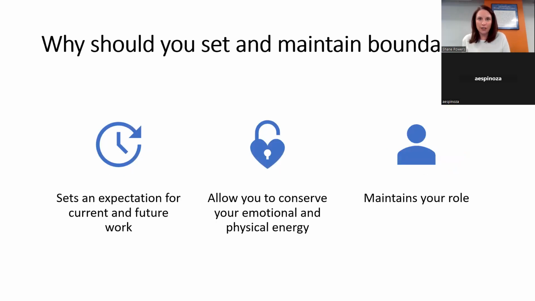So why should you set up boundaries? Boundaries set an expectation for future and current work. What we mean by this is if somebody oversteps their boundaries and you allow that to happen, it's going to continue happening. One of the golden rules of the Friendly Visitor Program is that you're not to purchase anything for the older adult. However, if you are out and about and you purchase a coffee for the older adult, this may now seem like something that is going to continually happen and set an expectation with the older adult that you will continue to purchase the coffee whenever you're out and about.